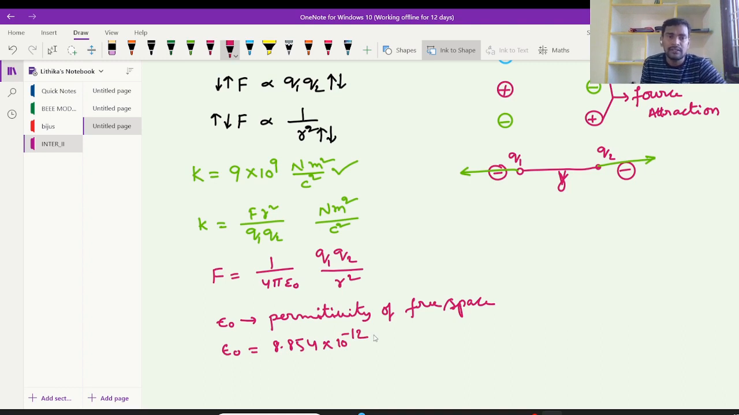What are the units for this epsilon naught? Just bring the remaining things to this side except epsilon naught, then we will get the units as coulomb square per Newton meter square. Otherwise, I can write this as coulomb square Newton to the power minus 1 meter to the power minus 2.